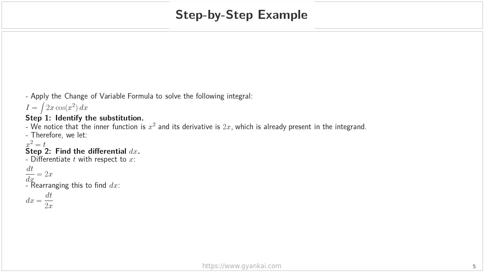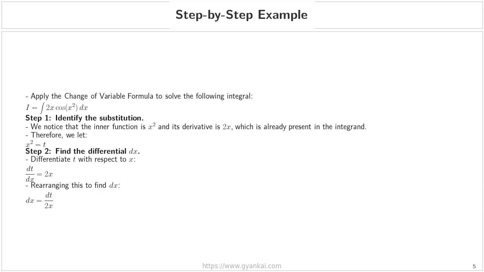Step 2, find the differential dx. All right, we've made our substitution. t equals x squared. But remember from our earlier discussion, we can't just swap x for t. We need to account for how the infinitesimally small changes in x relate to changes in t. That's where the differential comes in. We need to find dx in terms of dt.